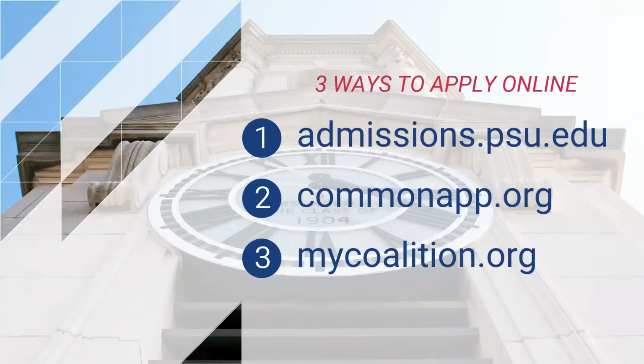Admissions.psu.edu is our online home for all things undergraduate admissions at Penn State. We have an application platform there. It's our homegrown application. It's been around for many years. So you can apply via that method. Or we are also part of the Common application at commonapp.org or the Coalition application at mycoalition.org. All three are equal ways to apply to the university. There is no one preferred method over the other.